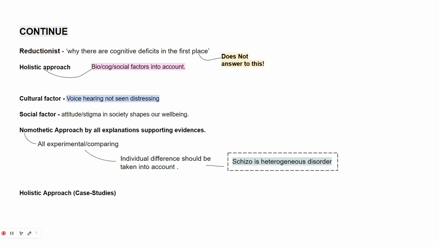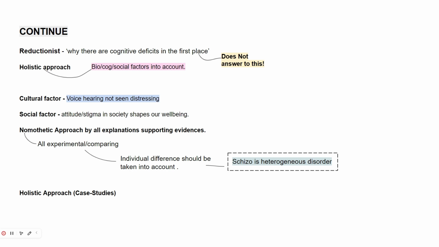The social factor is that there could be stigma, and there are different attitudes of people in society that shape our well-being. For example, in India or Pakistan or Muslim countries in general, or in countries in general, that have a lot of stigma around mental health. And so it's very important to remove that stigma as well. And so it could be that people say, oh, you're hearing voices, you might be insane, you might be crazy. And so it's stigmatizing.